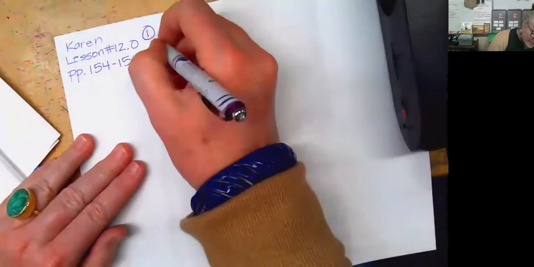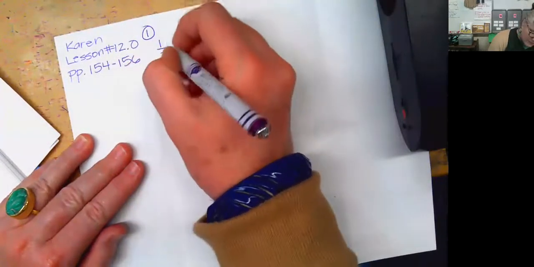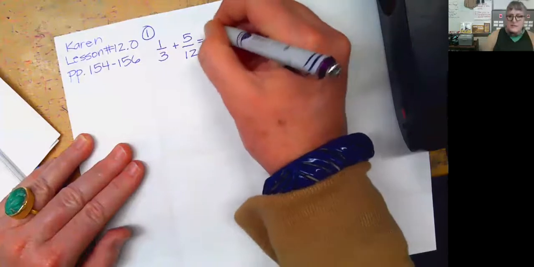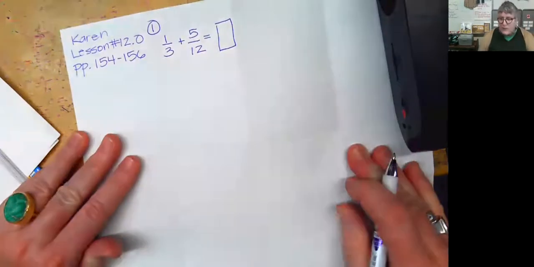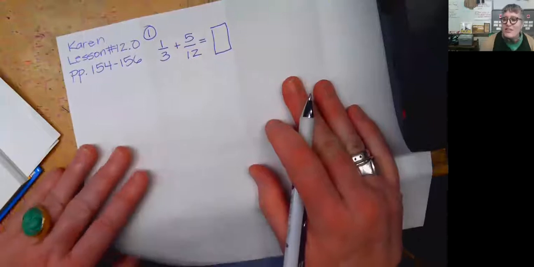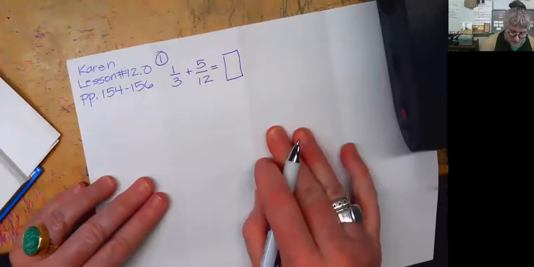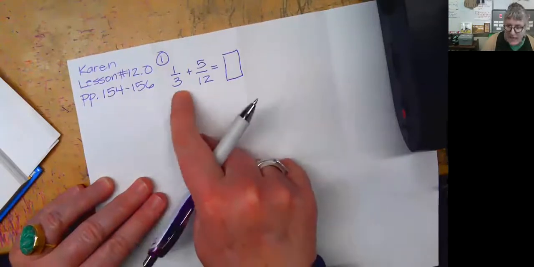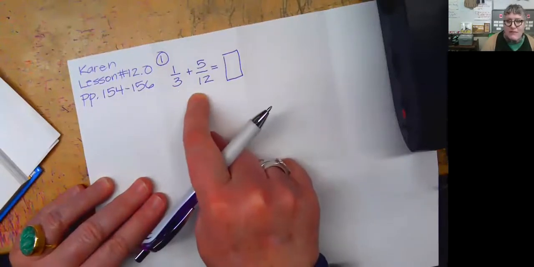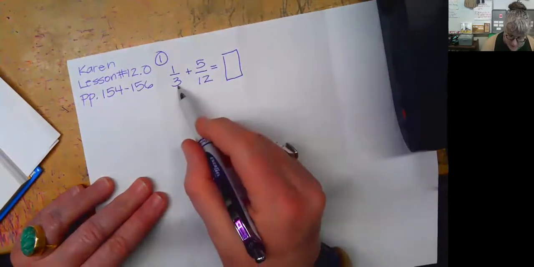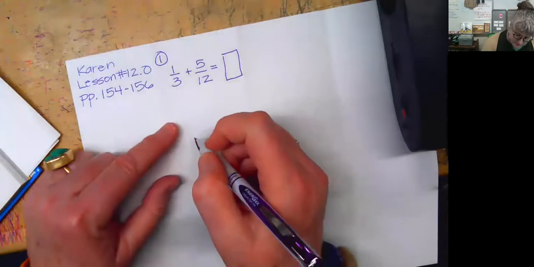Number 1 has us adding 1/3 plus 5/12, and it says that they equal green box. So remember, you guys were still in workbook A, so you were still doing a little bit of fractions. Remember that we can't add these together because they have different numbers as denominators. So we're going to have to convert this number right here to a 12th.